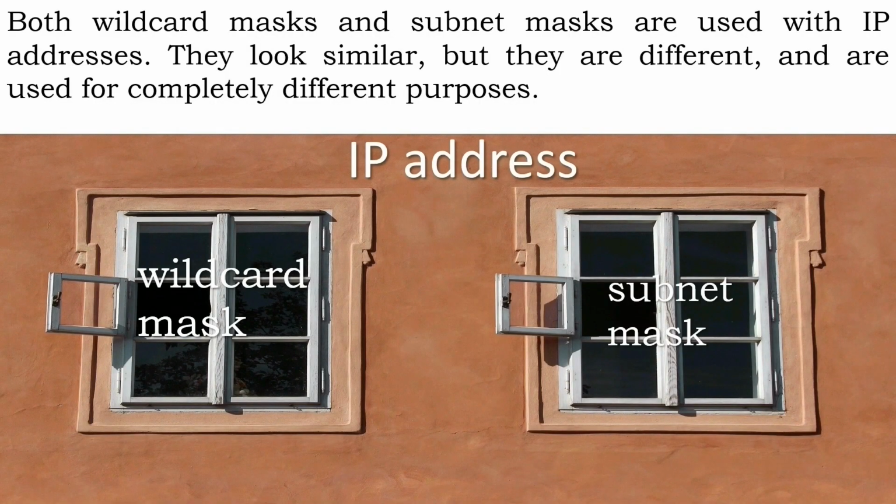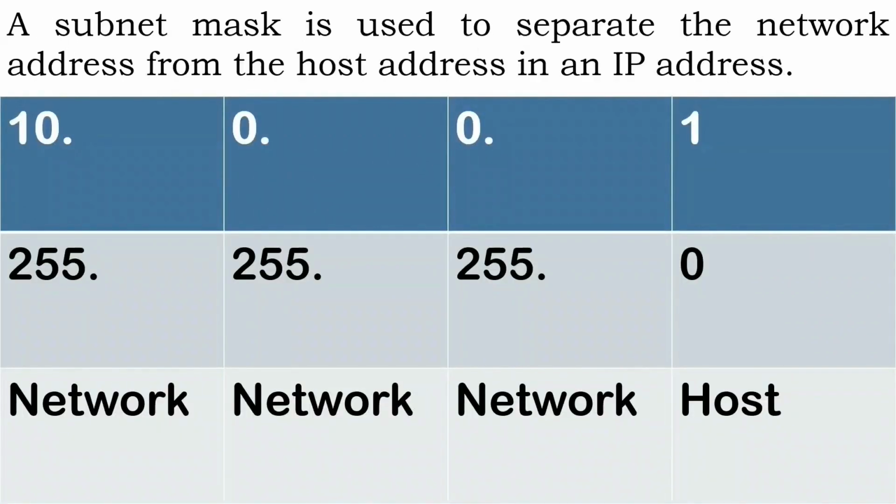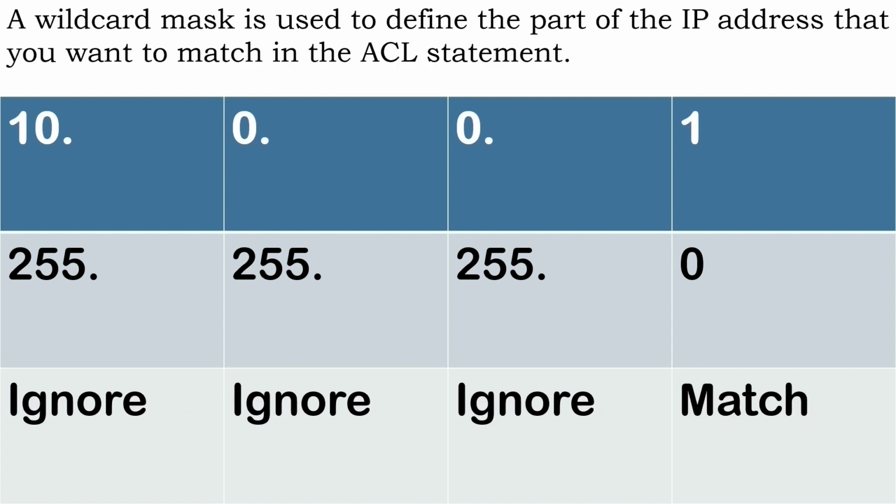Both wildcard masks and subnet masks are used with IP addresses. They look similar, but they are different, and are used for completely different purposes. A subnet mask is used to separate the network address from the host address in an IP address. A wildcard mask is used to define the part of the IP address that you want to match in the ACL statement.